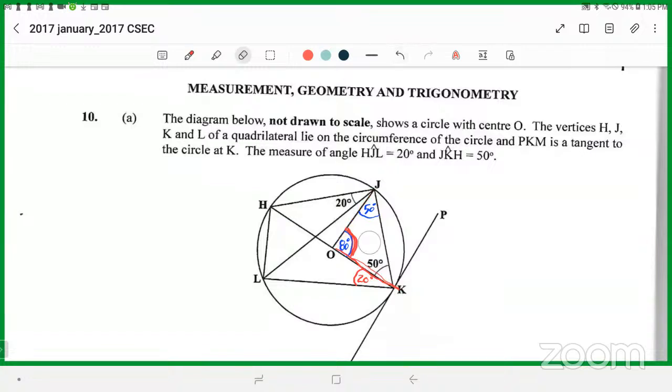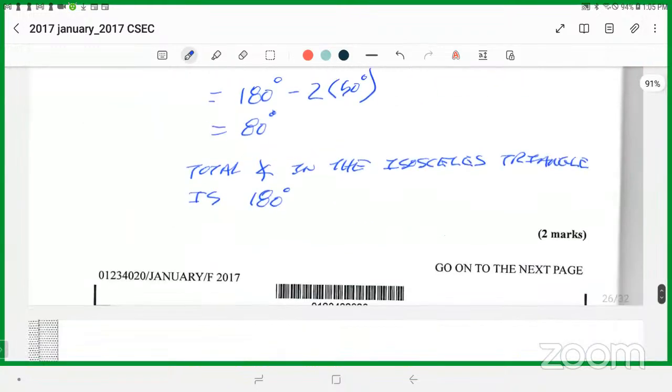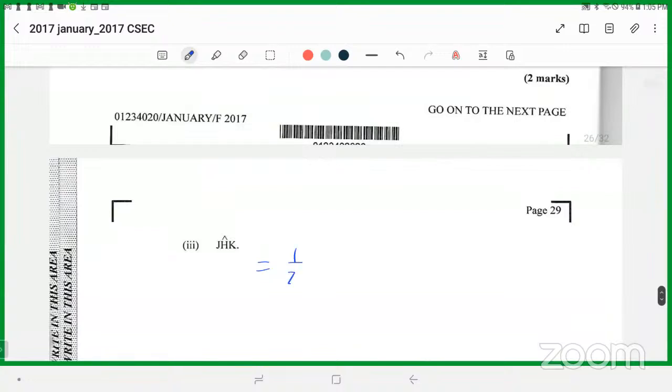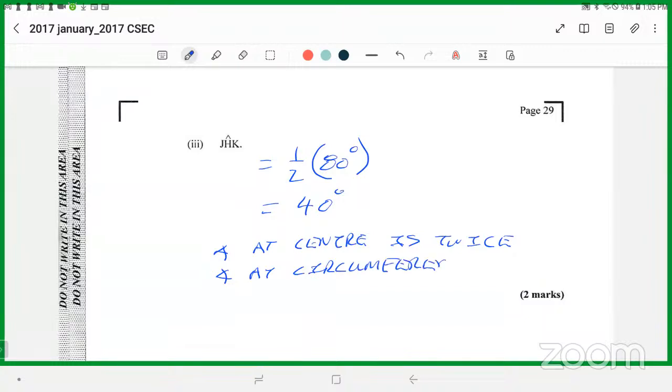Yes, sir. All right, let's do it. So we're going to put that as half of the 80. Let's use that one, angle at center. So down here, this angle is going to be half of the 80 degrees at the center, which makes it 40 degrees. The reason is that angle at center is twice angle at circumference.